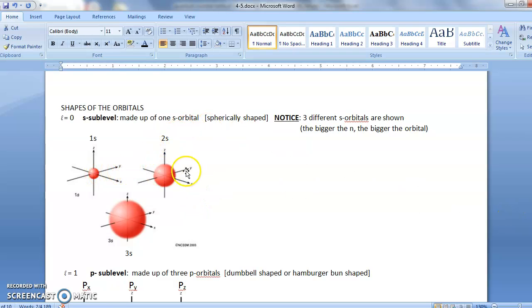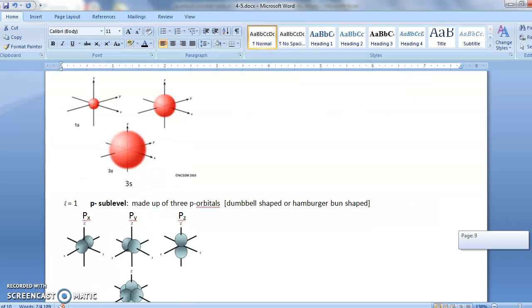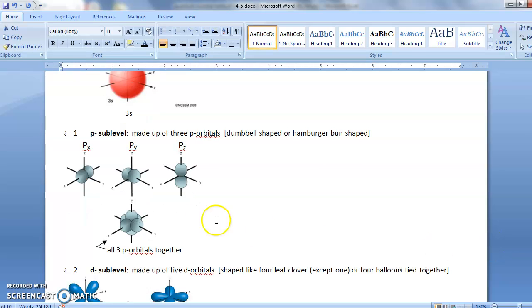But here's a picture of the 1s, 2s, 3s. We notice as the 1 gets bigger to a 2, and 3 is bigger than 2, the bigger the first number, the bigger the orbital or the bigger the sublevel and orbital space is. Here's some nice pictures of the p's, the px, the py, the pz. There's 3 p orbitals. If we look at all 3 of these together, it would have this shape.